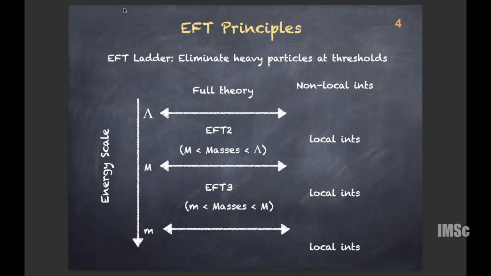For instance, we are working, let's say, at scale lambda. We will integrate out all the particles which have mass of the order of lambda and construct, let's say, effective field theory 2. This works between m and lambda, where m is the lightest particle mass in this case. Then, if we want to work with variables which are relevant below m, we have to construct another EFT by integrating out all the particles which have mass m. Similarly, this procedure goes on. Okay, so this is with the logistics.